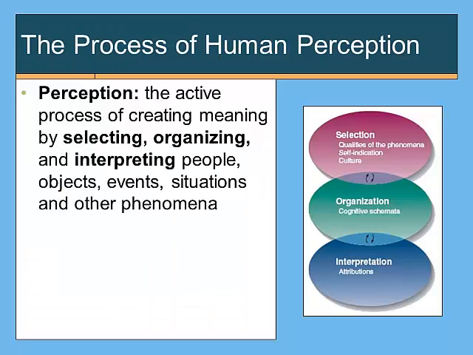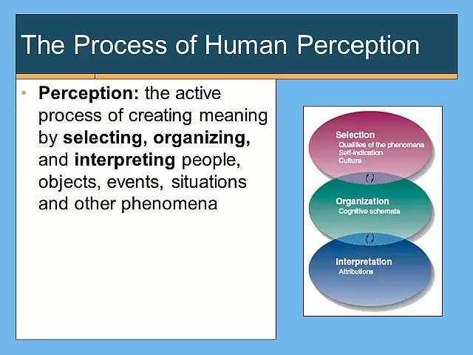So perception is the active process of creating meaning by selecting, organizing, and interpreting people, objects, situations, and other phenomena. Note that perception is defined as an active process. So we don't passively receive what's out there in the external world. Instead, we actively work to make sense of ourselves and other interactions.